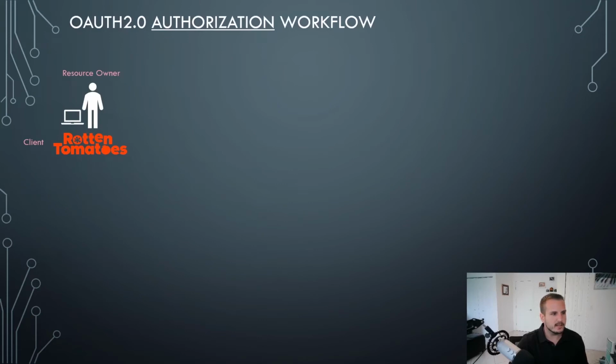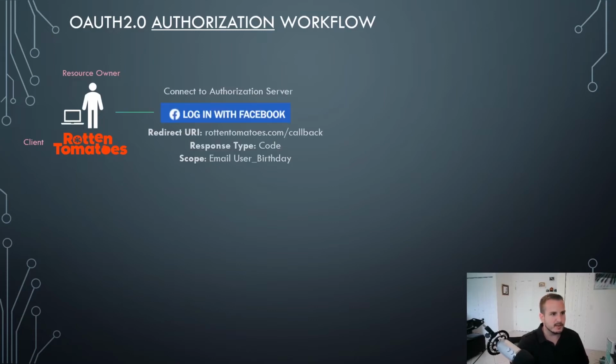All right, so let's take a deeper look into the authorization workflow. So we're going to use the same example here, just in more detail. So of course you can see here I have myself, I have the resource owner, the user that's connecting to the actual client, which in our case is Rotten Tomatoes. Here, let's say we already signed up. Now we're going to choose to log into Facebook. What we're going to do is connect to the authorization server first, and we're going to send a few things during that initial connection.